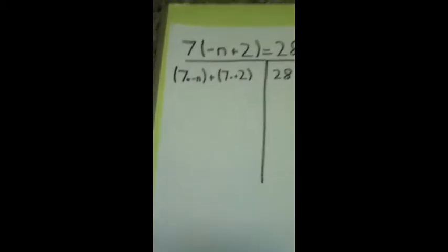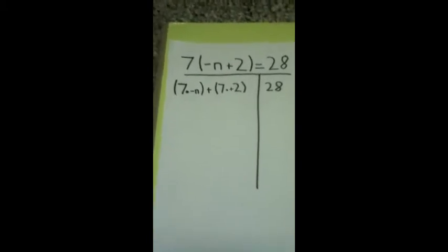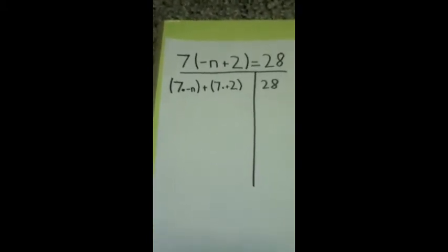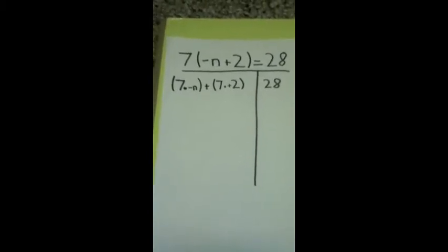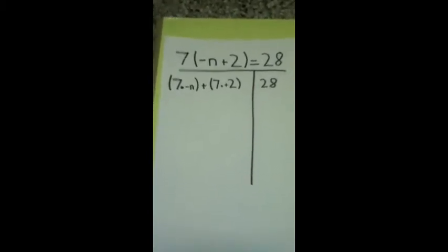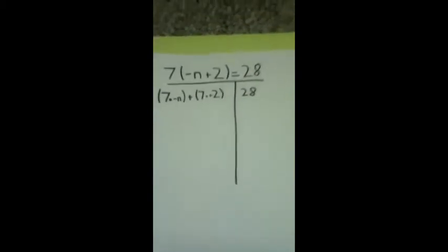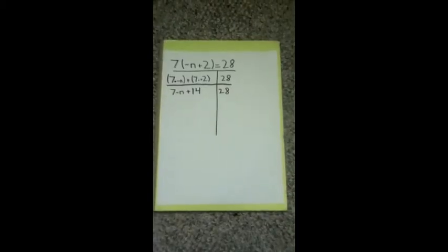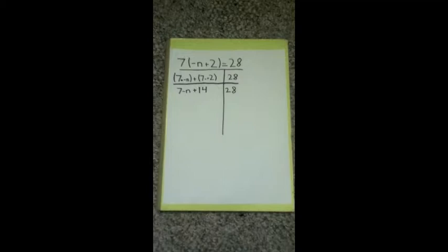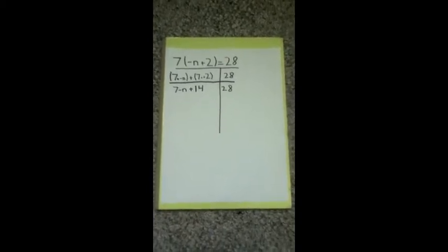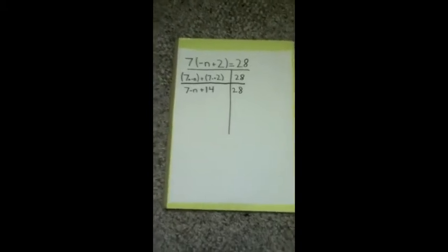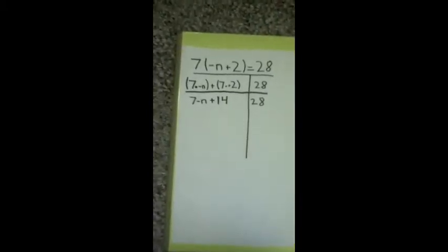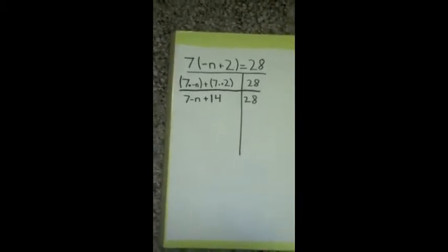But how do we solve 7 times negative n? It's just 7 negative n. It stays the exact same. So now we're at the point where we do the exact same thing that we did with the models, except now we don't use models.